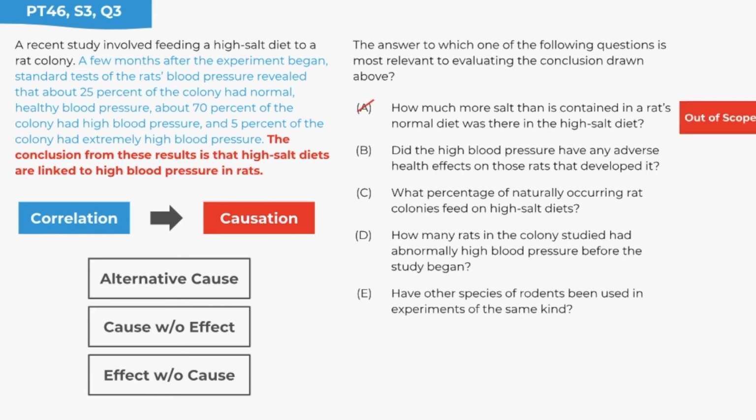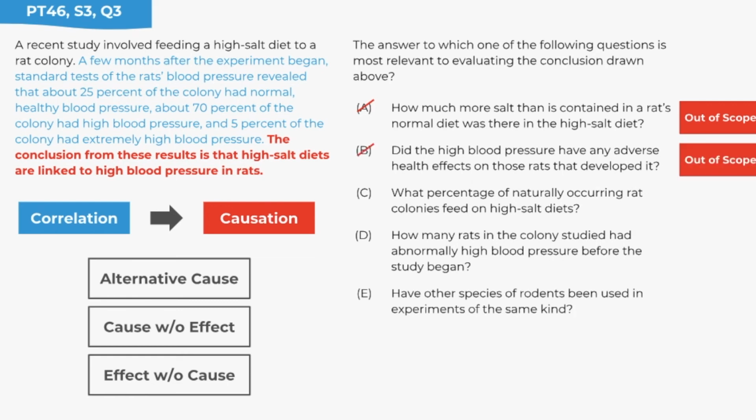It's out of scope. Answer choice B says, did the high blood pressure have any adverse health effects on those rats that developed it? Well, this is kind of like an effect of the effect, but this doesn't tell us whether or not the presumed effect happened as a result of the cause. So this might be more information than we really care about. We care about whether or not the diet caused an increase in high blood pressure. Whether or not the high blood pressure went on to cause some other bad things doesn't really matter. So this is out of scope again. Let's get rid of B.